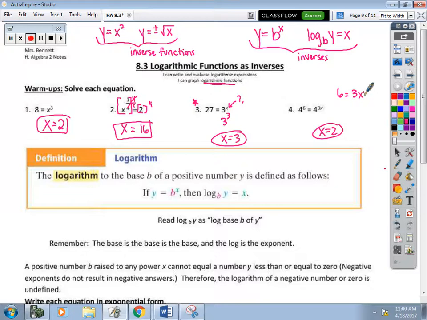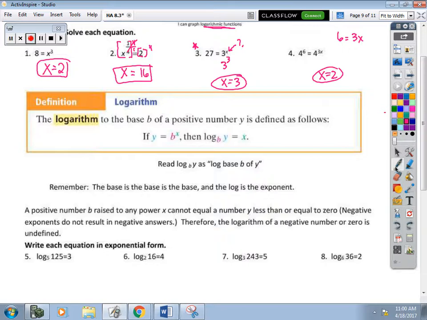So here's the definition of a logarithm. A logarithm to the base b of a positive number y is defined as the following. Now, what you'll notice is this is considered exponential form, y equals b to the x. This is considered logarithmic form, log base b of y equals x. Now, one thing you're going to notice is that the base of the exponent and the base of the logarithm, those stay the same. You can see down here, they're not all going to have variables. They're going to have numbers and variables in them.